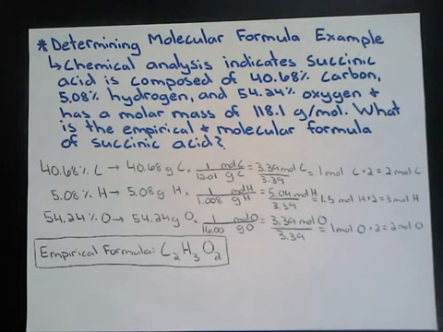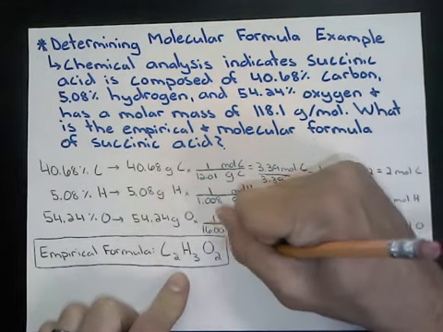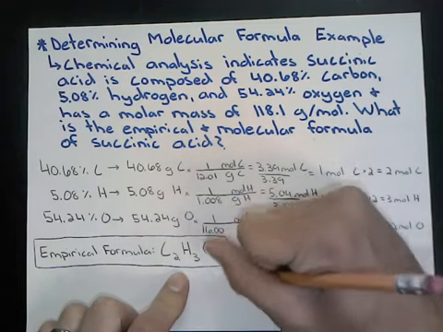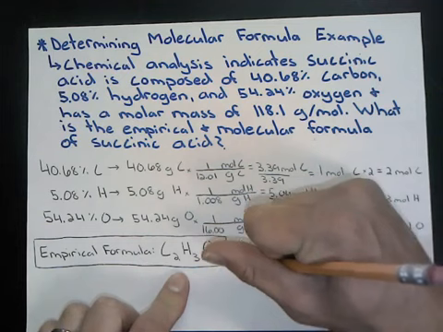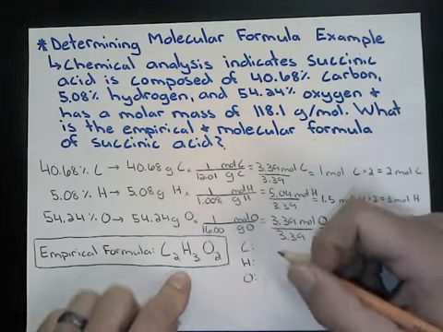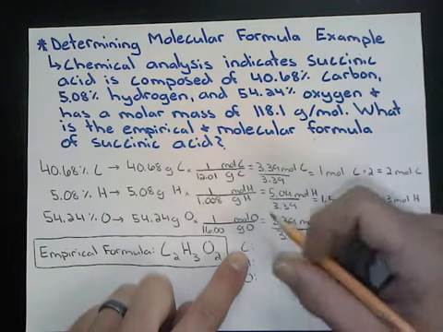Now what we need to do is figure out the molecular formula. So what we need to do now is calculate the molar mass of our empirical formula. So we just list out everything that we have, so carbon, hydrogen, oxygen, and we go through this particular process. Carbon, we first start out by writing the molar mass.